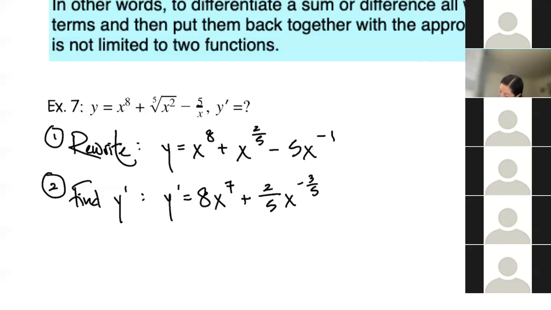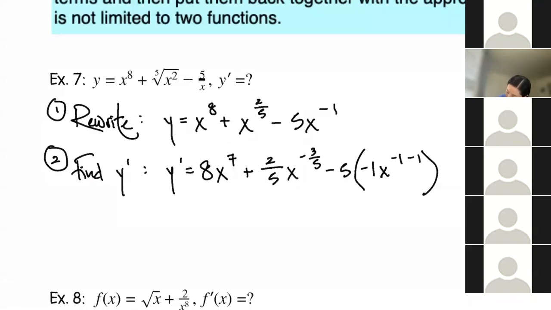Ooh, let's see. So I have a -5. I'm going to keep that in front. I'm going to bring that power down. -1 x to the -1 minus 1. Okay. Got to put those parentheses in there. We want to make sure that we can simplify appropriately. All right, so we're actually going to do that as a third step. Now we're going to simplify.